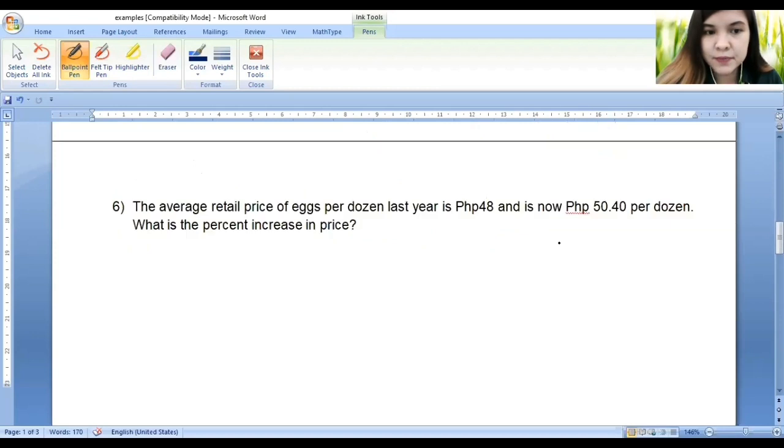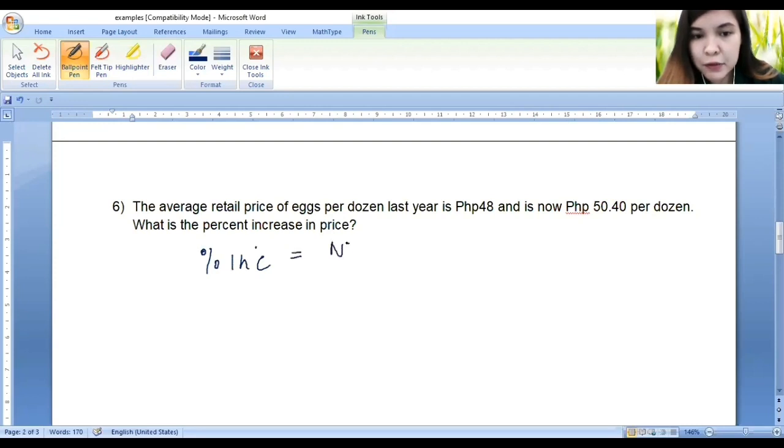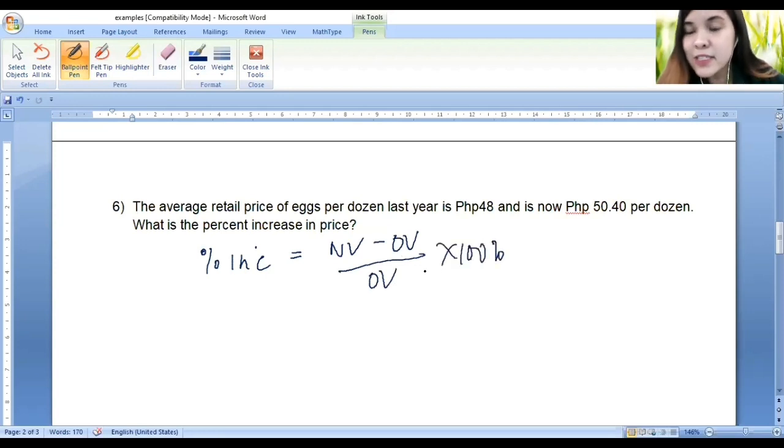Number 6. The average retail price of eggs per dozen last year is 48 pesos and is now 50.40 per dozen. What is the percent increase in price? So, percent increase formula is given by new value minus old value divided by old value times 100%. Always remember the old value is in the denominator. Always, even if it's percent increase or we are talking about percent decrease.